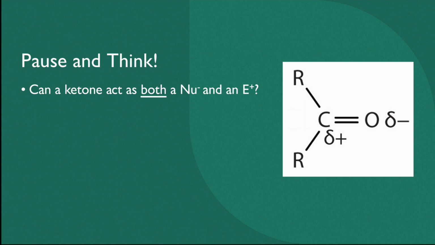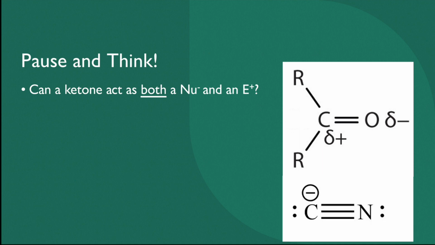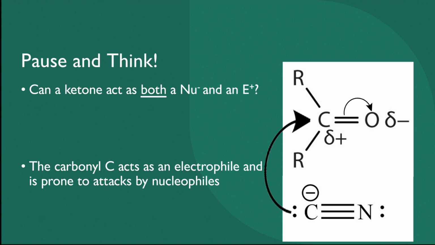Pi bonds are very polarizable. So molecules with C double bond O bonds have a very delta positive carbon. Thus carbonyl carbons act as an electrophile. A nucleophile readily attacks the delta positive carbon and donates an electron pair, and the pi bond breaks, transferring an electron pair to the oxygen. So yes, the carbonyl carbon acts as an electrophile and is prone to attack by nucleophiles.